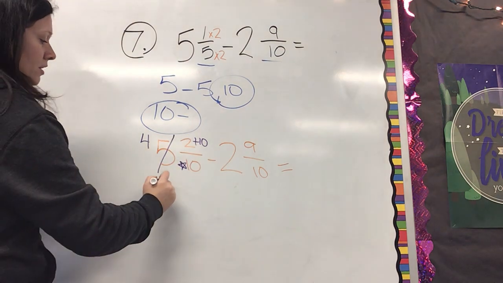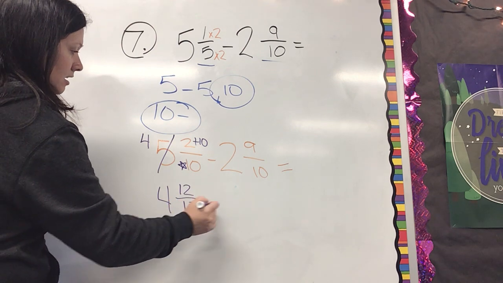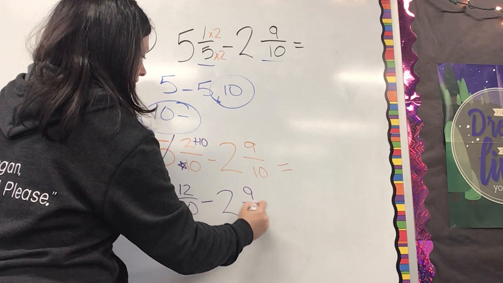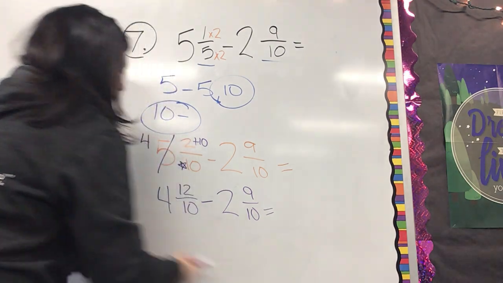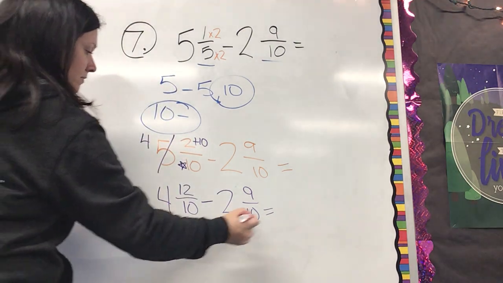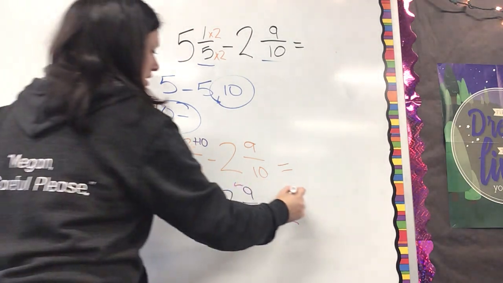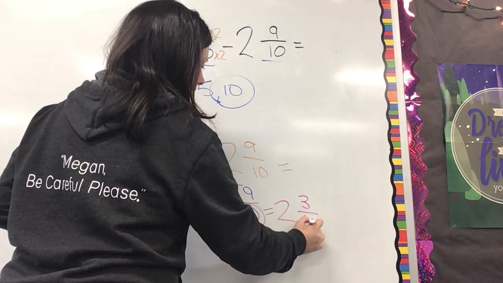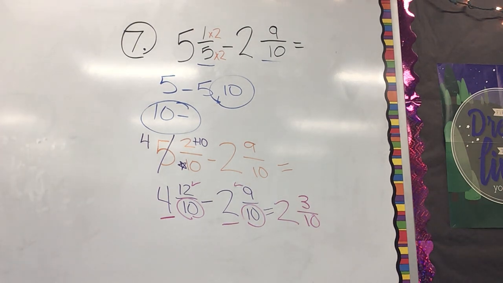Let's rewrite again. Now I have 4 and 12/10 minus 2 and 9/10. All right, my whole numbers. 4 minus 2 is 2. 12 minus 9 is 3. And my denominator stays the same. Can I simplify that? No. So we are done. All right, any questions there?